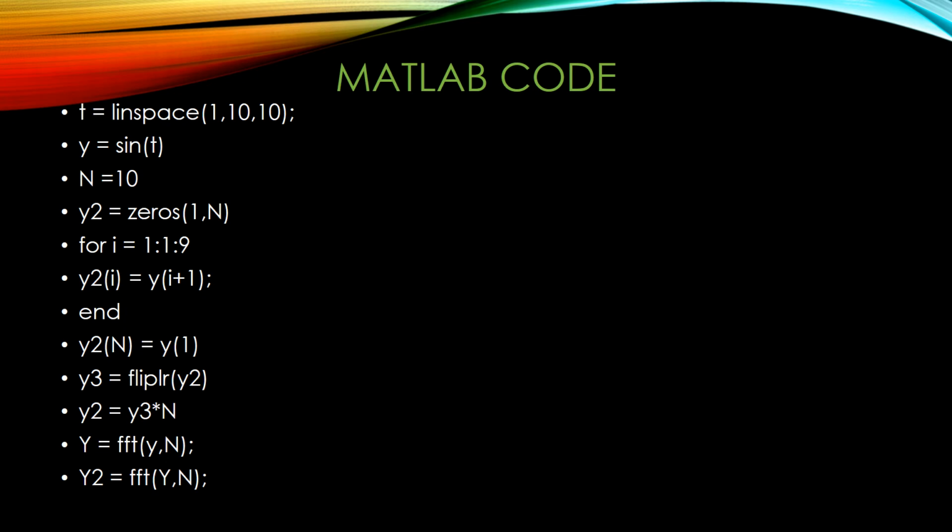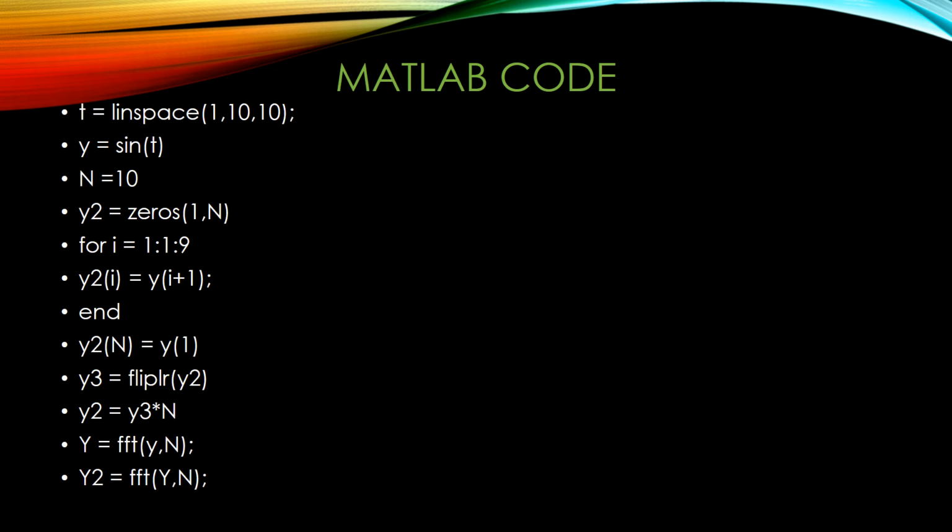Now, I have taken another variable y2 and I have defined it as y2 equal to zeros(1, capital N). It basically means that I have taken an array y2 and filled it with zeros from 1 to N. Now, I have taken another loop. For i equal to 1:1:9, y2 of i equal to y of i plus 1. Basically what I did is, I have taken values from 1 to 9 with an interval of 1.